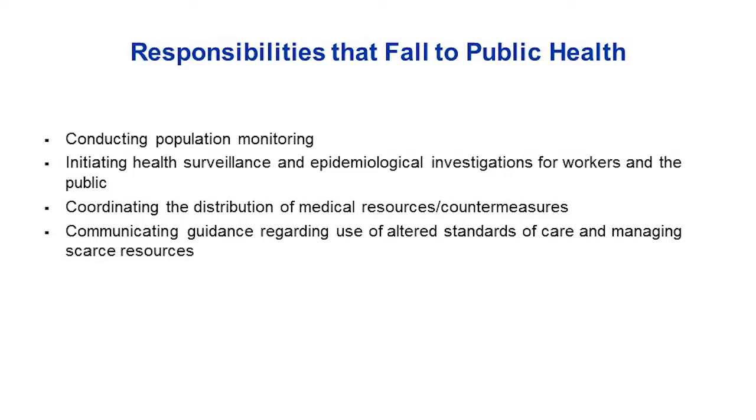Now, in the RADNUC Incident Annex, there's a lot of responsibilities listed, but the ones that fall specifically to public health are the ones that I have bulleted here. 1 is conducting population monitoring. 2 is initiating health surveillance and epidemiology investigations, not just for the workers, but also for the public. The 3rd one is coordinating distribution of medical resources and countermeasures. And the last one is communicating guidance regarding use of altered standards of care and managing scarce resources. As you can imagine, if we have tons of victims, we might have to make some adjustments to how we do medical care, to how we distribute some of the medical countermeasures.